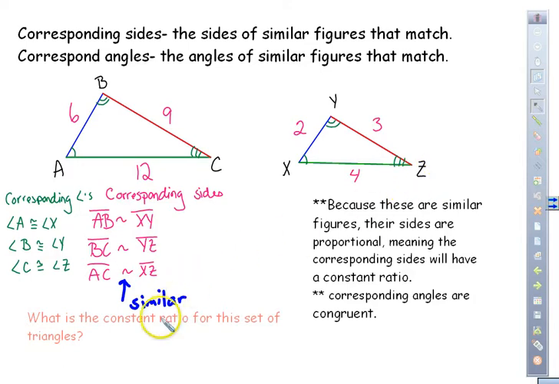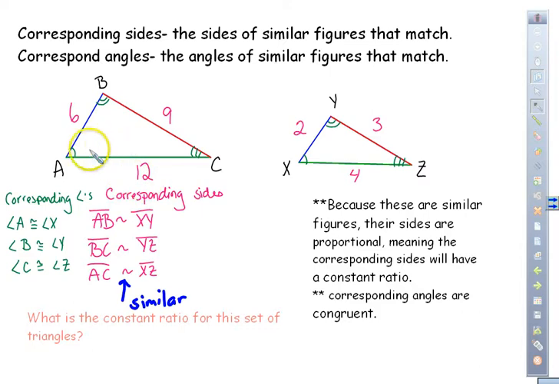It says because these are similar figures, their sides are proportional, meaning that the corresponding sides will have a constant ratio. Corresponding angles are congruent. Now, it asks what is the constant ratio for this set of triangles? Well, the constant ratio is when we go from one triangle to the other. So let's write them as a fraction.